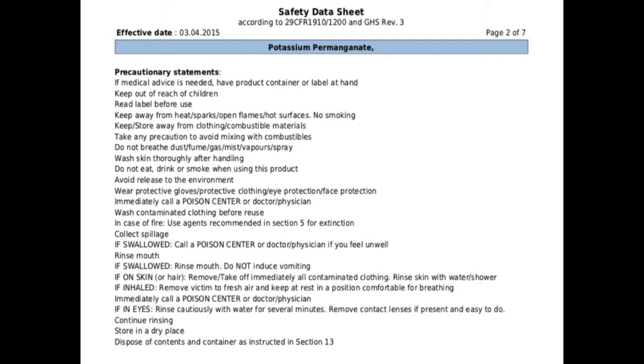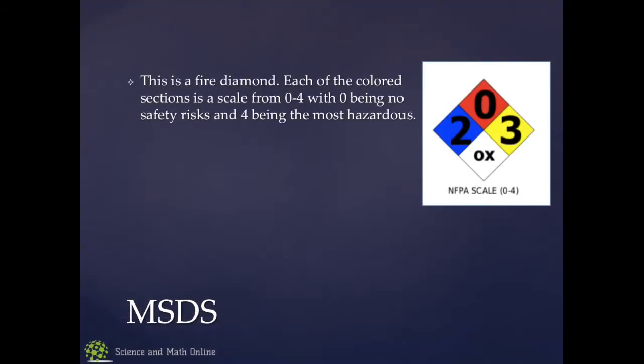All right. In the MSDS sheet, you will generally see this. It will also be listed on the chemical bottles as well, called a fire diamond, and each of them is labeled from 0 to 4. This is the one for potassium permanganate. So red is flammability, so in and of itself it is not flammable. However, it is an oxidizer. It will make things catch on fire and make them burn more rapidly.